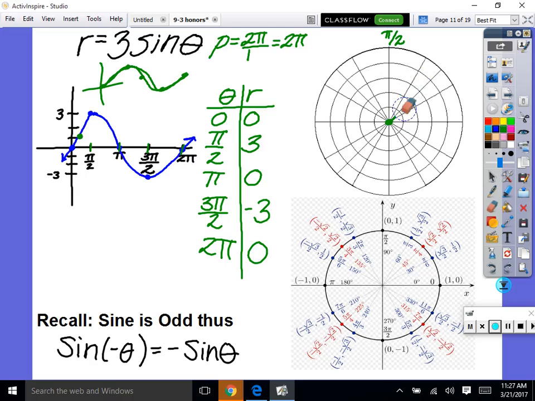Guys, do you know what we're doing? Plotting points. That's it. So maybe we just need to plot points in between. Let's plot some more points. So write theta, r.